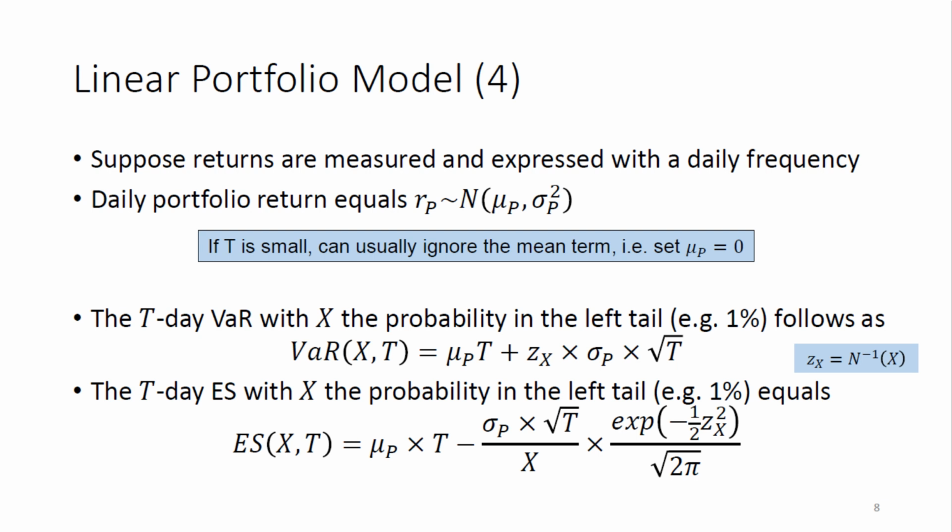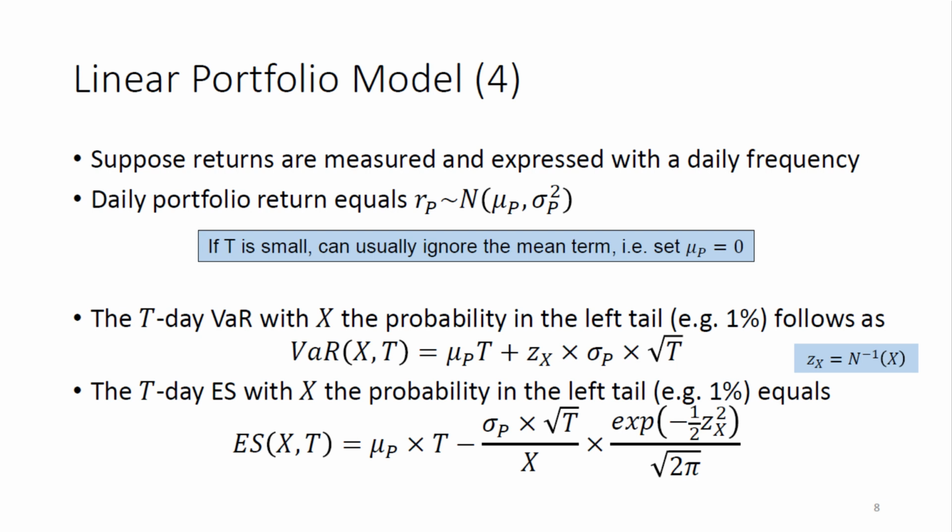Then the second risk measure that we often use is expected shortfall. Same thing applies there. We look at a T-day assessment, so an out of sample period of T days. And also here the critical value in the left tail of the return distribution is set to X, which is, for example, 1%.